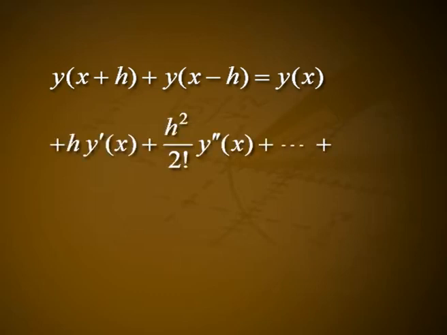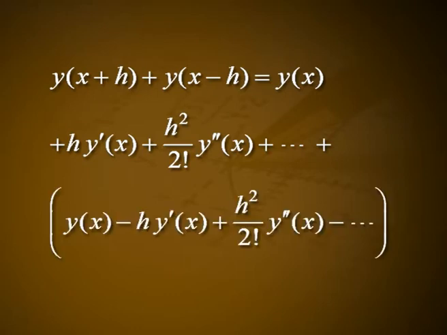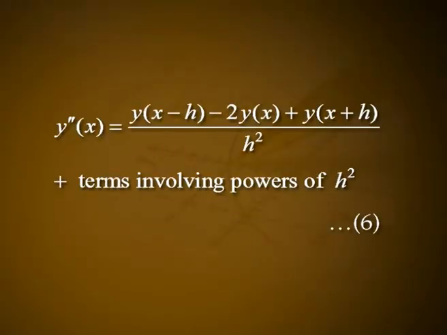The above is the central difference approximation for y dash of x. Also, y of x plus h plus y of x minus h equal to y of x plus h into y dash of x plus h square by 2 factorial into y double dash of x plus etc. plus y of x minus h into y dash of x plus h square by 2 factorial into y double dash of x minus etc., which gives y double dash of x equal to y at x minus h minus 2 into y of x plus y at x plus h by h square plus terms involving powers of h square, let it be 6.